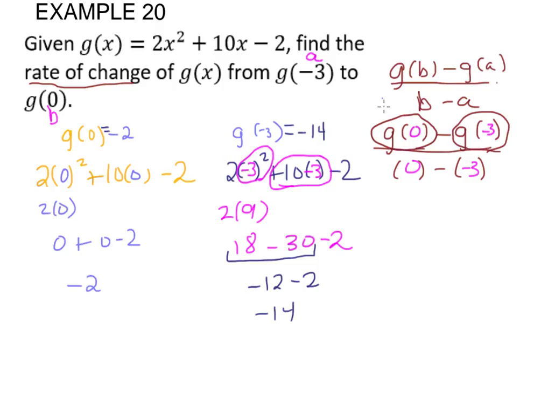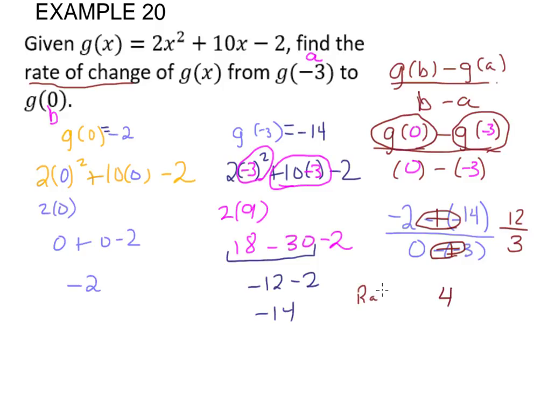Now we come over here, we plug in those values. g of 0 is -2, minus g of -3 was -14, all over 0 minus -3. Simplify our signs. Negative is a positive. -2 plus 14 is 12. 0 minus a -3 turns into a positive, so that's 3. And 12 over 3 is 4. So the rate of change equals 4.